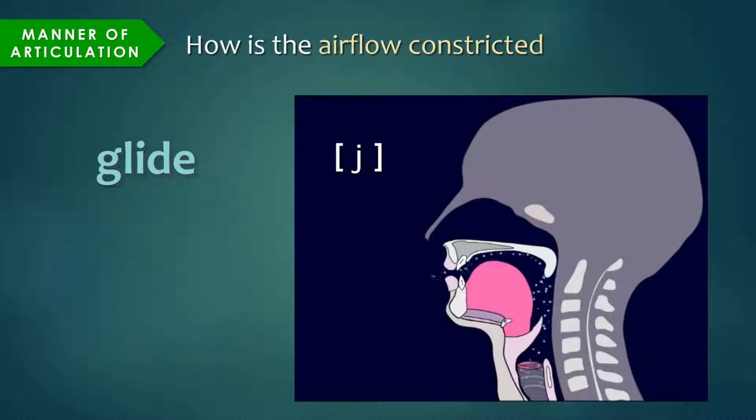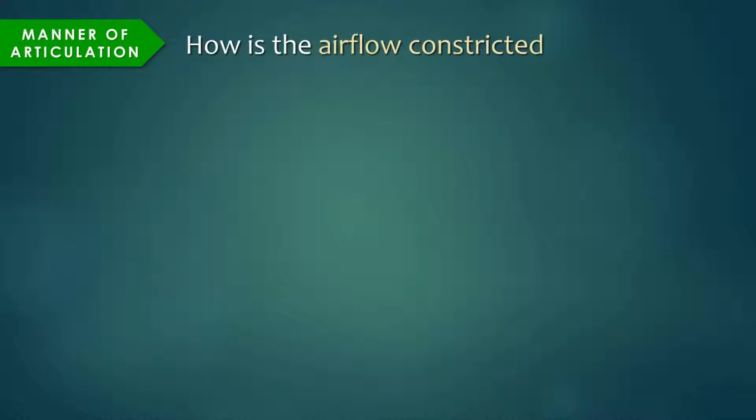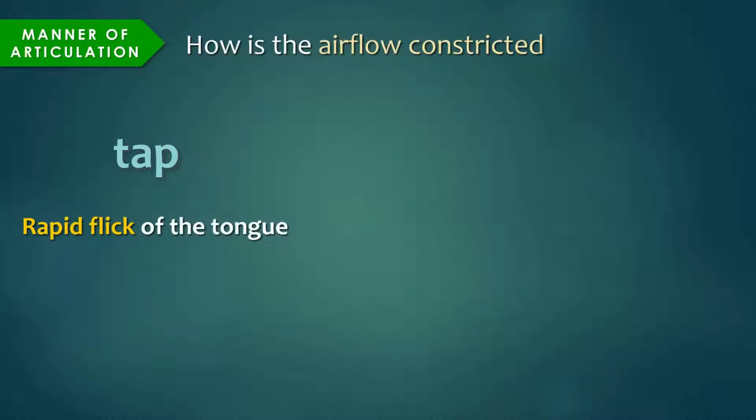Glide sounds are produced with very little constriction of airflow, so little, in fact, that they are often referred to as semivowels, such as w, y. And finally, we have tap sounds. Tap sounds involve a rapid flick of the tongue to some place of articulation. In North American English, we only really have one tap, and that's at the alveolar ridge.